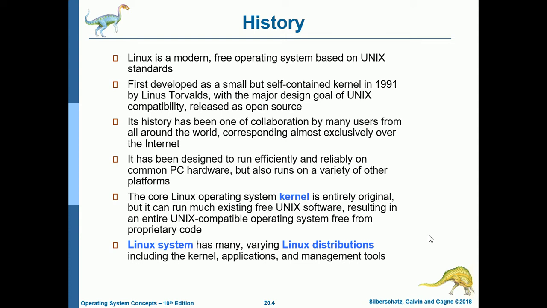The core Linux operating system kernel is entirely original, but it can run much existing free Unix software, resulting in an entire Unix-compatible operating system free from proprietary code. The Linux system has many varying Linux distributions. As I've said, another term for distribution is Linux flavors, including the kernel, applications, and management tools. In the Philippines, the Department of Science and Technology implemented Bayanihan Linux, but of course, maybe because of funding, unfortunately our own Philippine-owned copy of Linux is being discontinued.